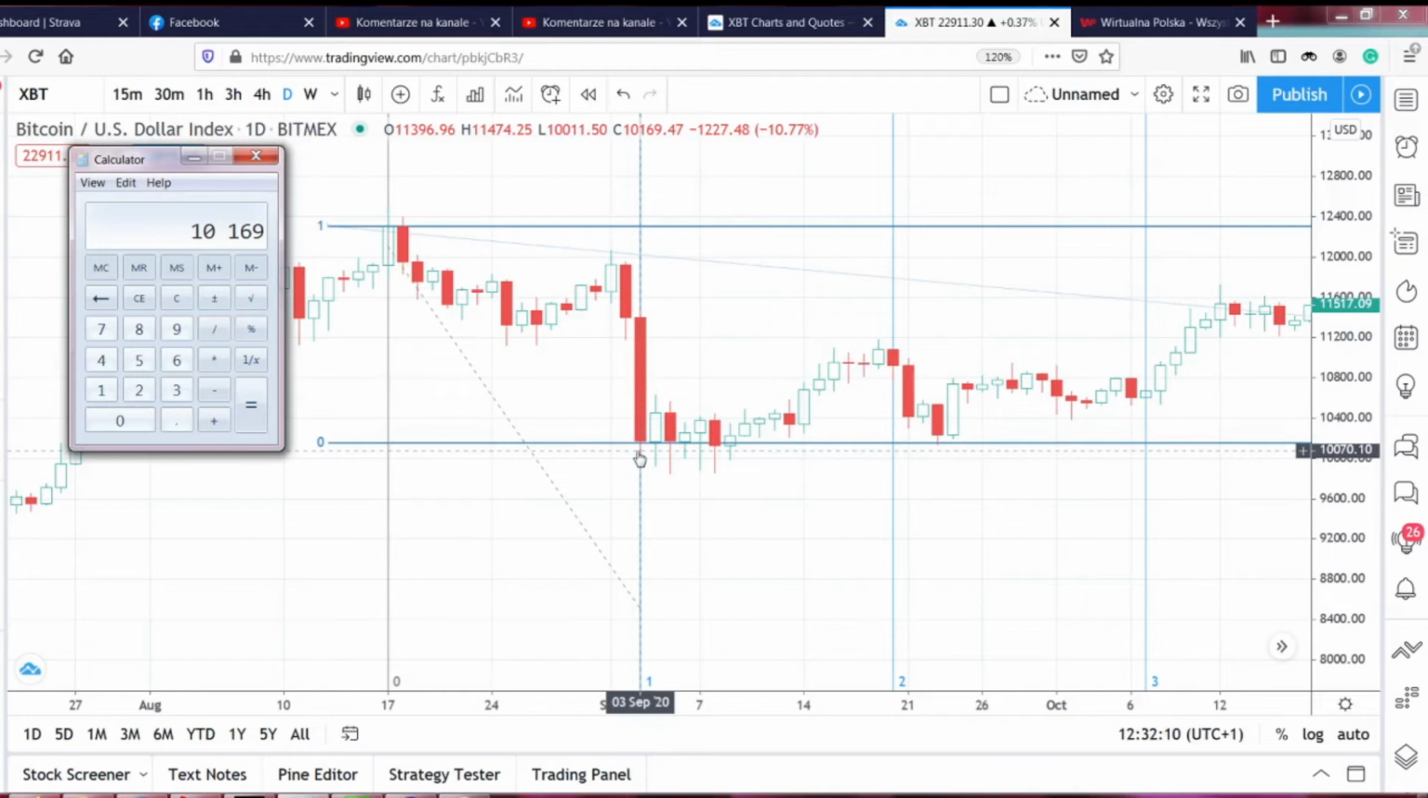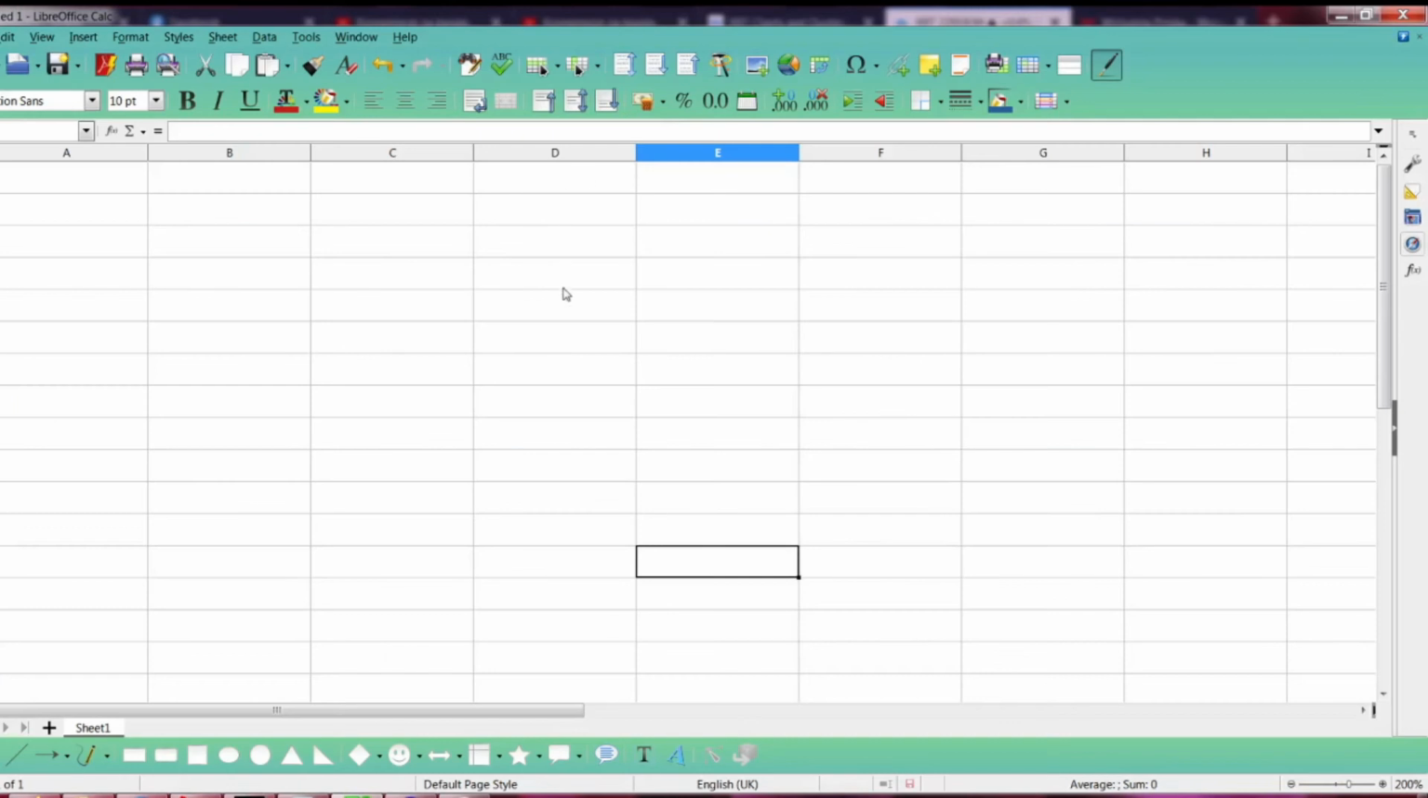Very simple method. You can just check it on other values, important tops and bottoms of the market. We get a square root of this. You'll get 100. What's gonna happen if we add 100 to this date? 3rd September. So let's do it.